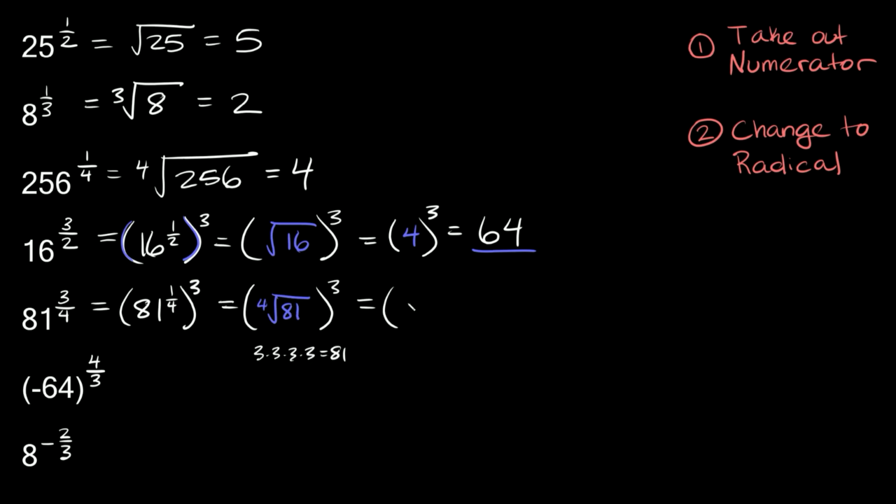So then that's equal to 3. And we're still raising it to the 3rd power right there. So 3 cubed is equal to 27. All right, so our answer right here is 27. And let me clean that up a little bit.